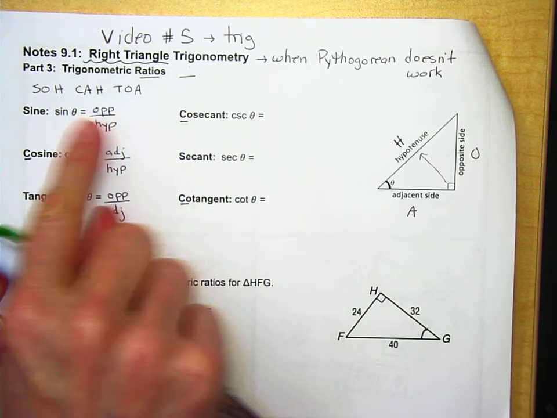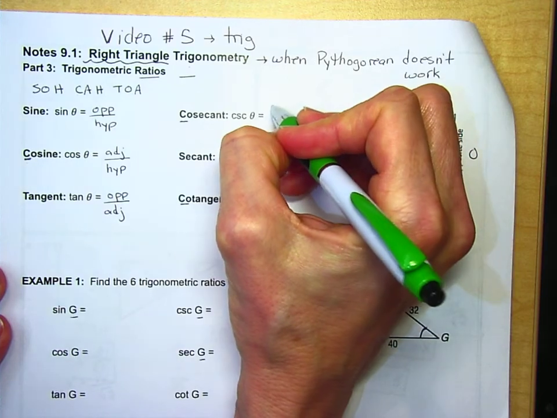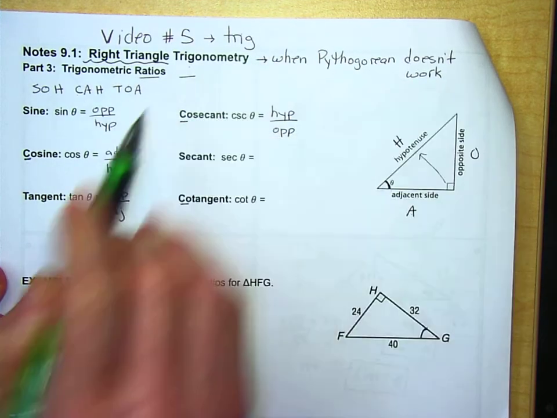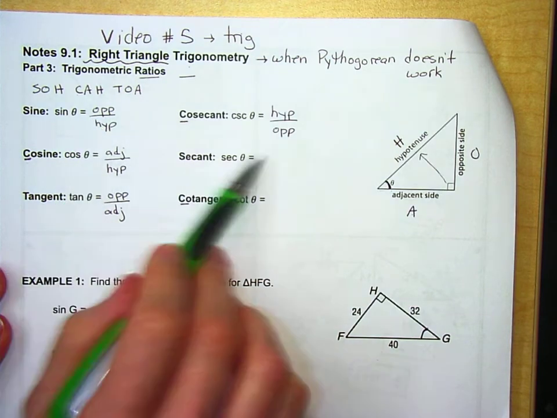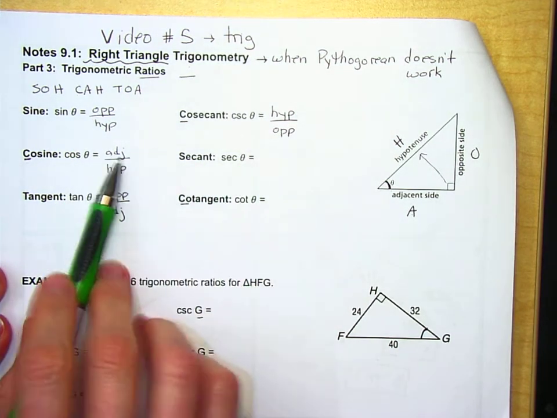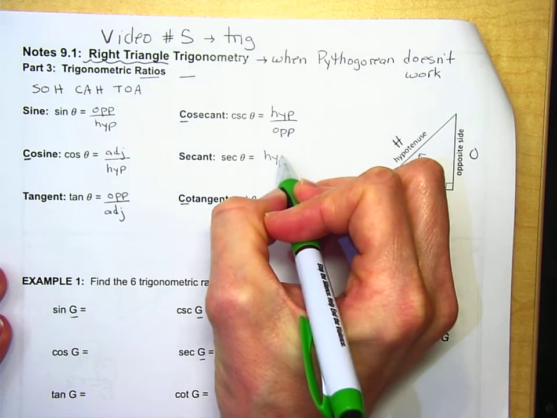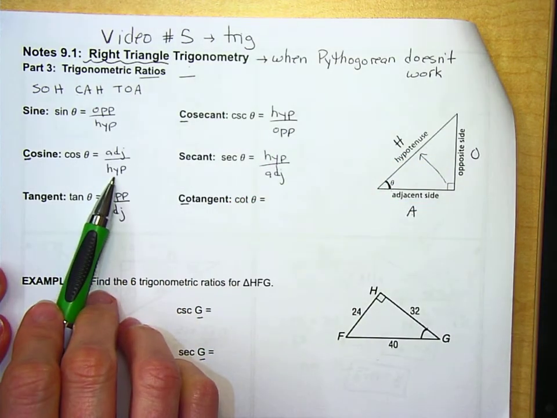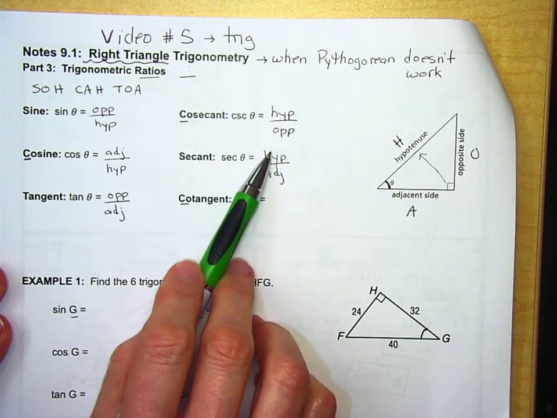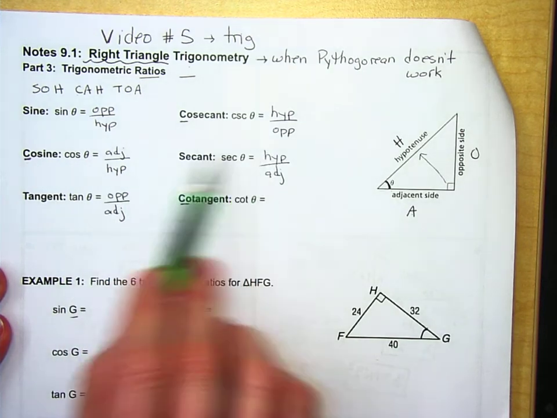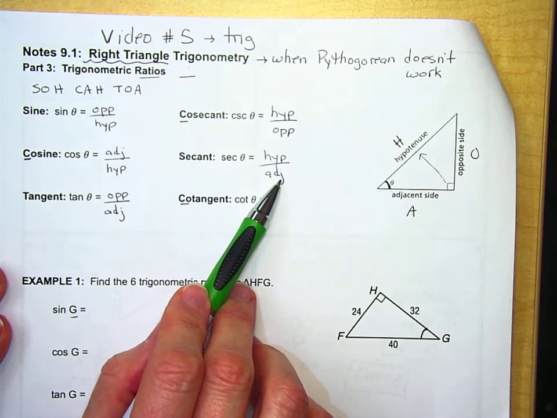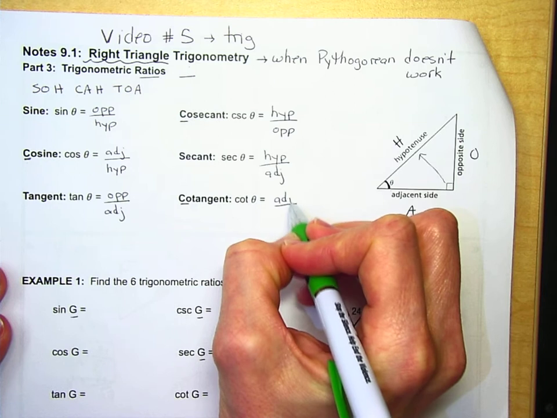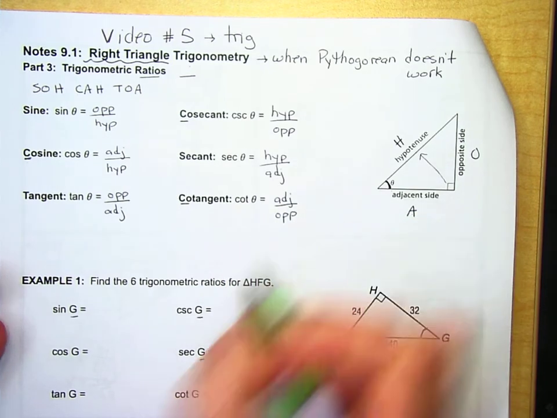Now the nice thing about the partners is it's just the reciprocal. So this would be hypotenuse over opposite. So notice I just took this ratio and I flipped it. This one's going to be hypotenuse over adjacent. I took my ratio for cosine and I took the reciprocal, or I flipped it. So hypotenuse went to the top, adjacent went to the bottom. Tan, the reciprocal of that would be adjacent on the top and opposite on the bottom.